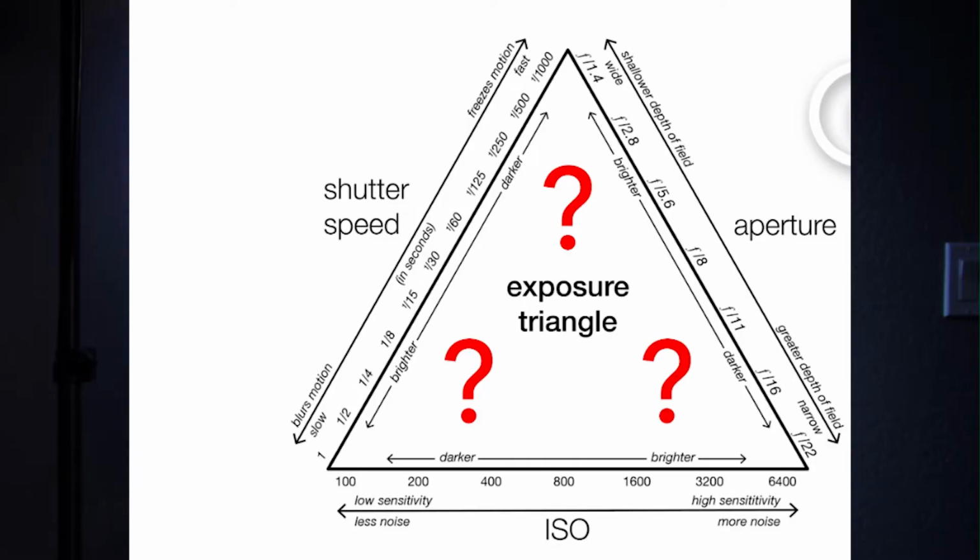Today we're going to be talking about the trifecta: aperture, shutter speed, and ISO. These three components work together to help you control one of the most important parts of your shot, and that's lighting.